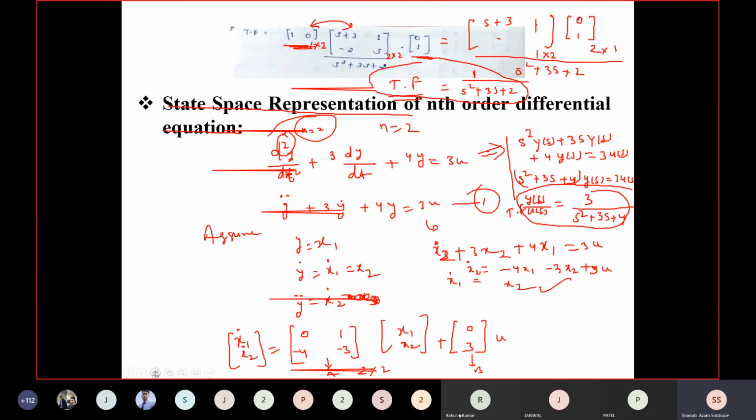We have a block diagram. Using the block diagram, you can find the transfer function, and you can go through the differential equation also. Using the block diagram, you can go through the state model equation, and using the state model, you can find the transfer function. So all are interrelated to each other. You can go through this.